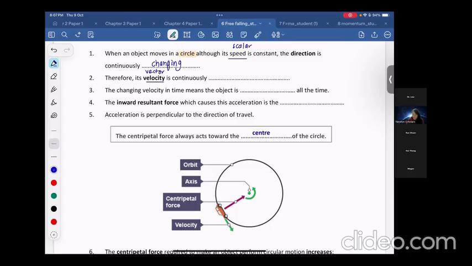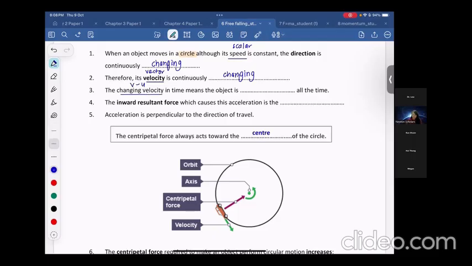So look here. Although the question says that speed is constant, the direction changes, so your velocity must change also. It cannot be constant anymore because it involves direction. So we write down: speed is constant, direction changes, velocity will change. The change in velocity is, for example, v minus u.